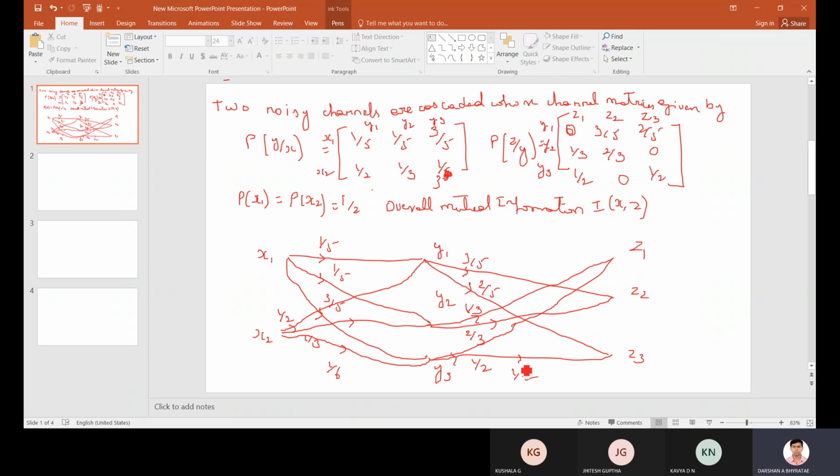We need to determine I of x comma z, the mutual information. This is the channel diagram for the given matrix. What is I of x comma z? It is equal to H of z minus H of z by x. This is the formula we use to determine the mutual information I of x comma z.